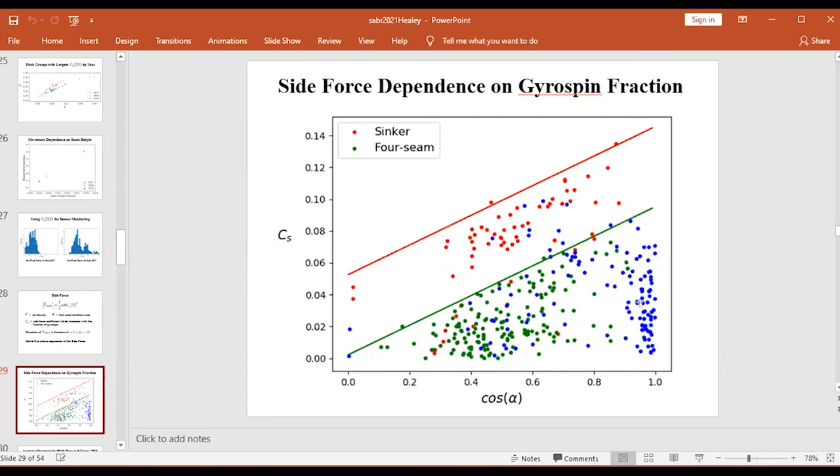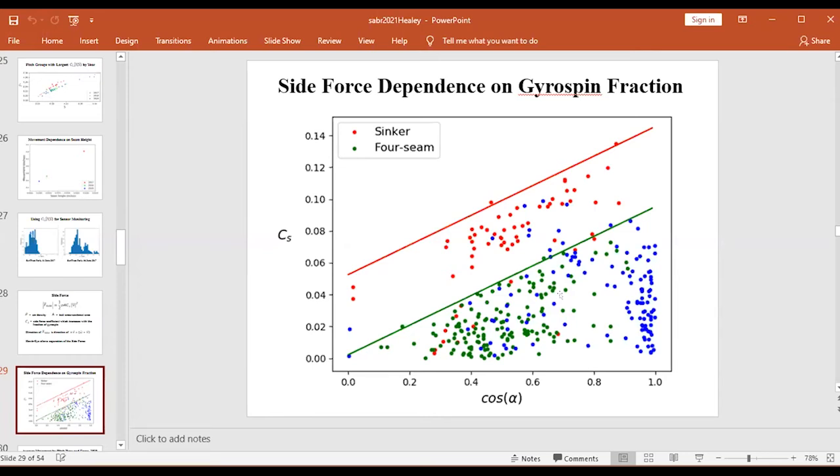And then the thing we notice is that the sinkers tend to get more side force than the four seams. And we also see that these points are bounded by pretty close to linear functions. We'll get a better idea as we get more Hawkeye data, but clearly the side force that we can get is going up with the gyrospin, and it looks like the bound is close to linear. What that allows us to do then is we can define a side force efficiency as the fraction of the maximum possible side force we can get for a given cosine alpha.